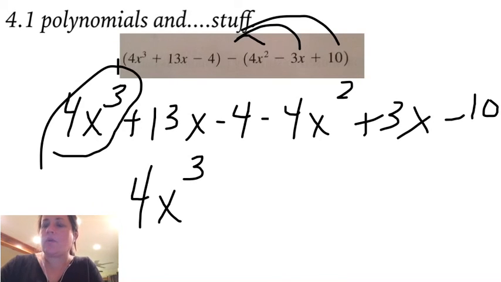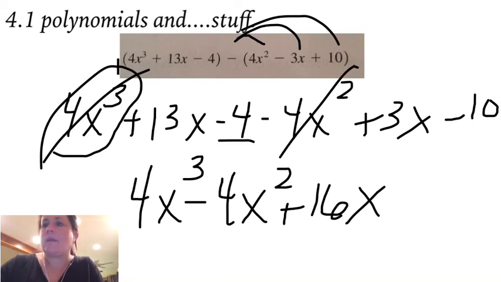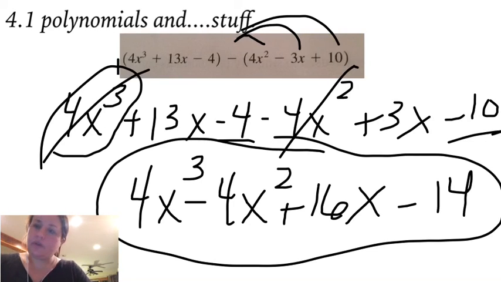And there's only one x squared term. It's minus 4x squared, so that took care of that one. I'm combining 13x with 3x, so that's 16x. And then negative 4 is combined with negative 10 to give me minus 14. So this is the simplified version. It's an expression. I simplified it after all this great stuff, and this was my answer.